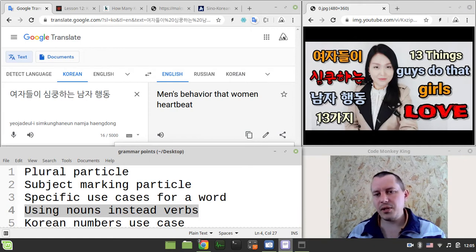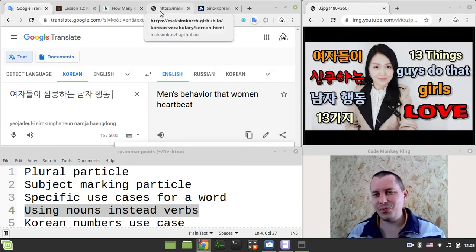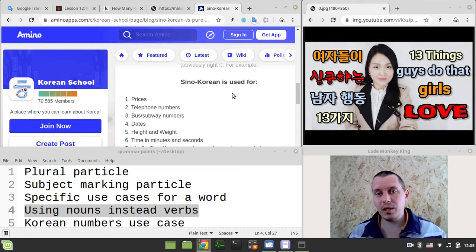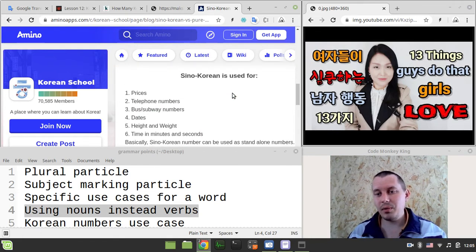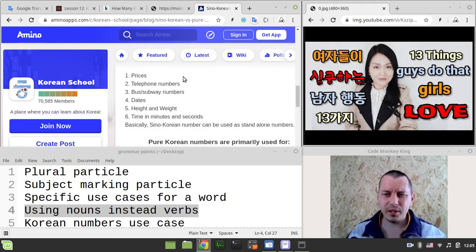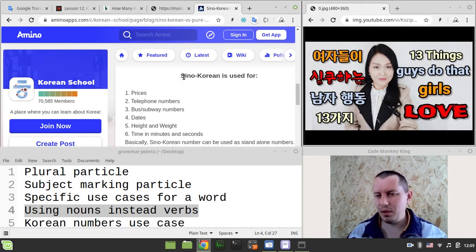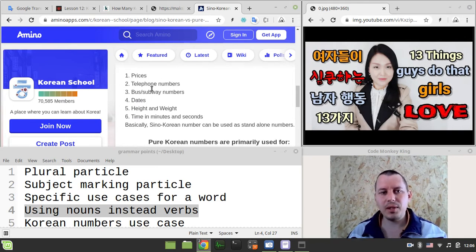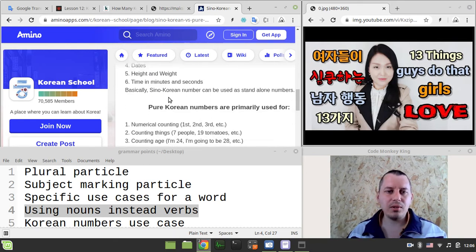And the last but not least is Korean numbers, which is very interesting and very different from what the English-speaking world is used to. There are two types of numbers in Korean, and when I first realized that, I was so confused. We have so-called Sino-Korean, which is the mixture of Chinese and Korean numbers, literally Chinese names for numbers but spelled in Korean, I would call it that. The use cases are prices, telephone numbers, bus and subway numbers, dates, height, weight, time in minutes and seconds. So it can be used as standalone numbers.